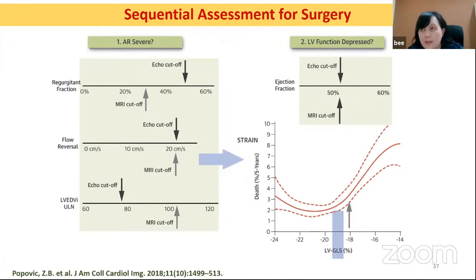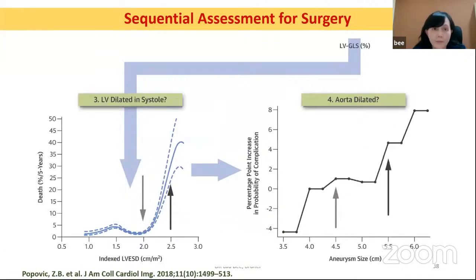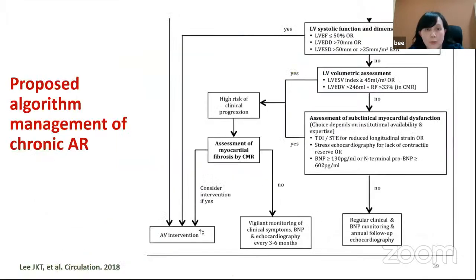A value that is worse than minus 19% has been shown to be associated with reduced survival. And thirdly, one needs to assess the left ventricular dimension in systole. The current surgical threshold is set at greater than 2.5 centimeters per meter squared. However, data is emerging that a threshold value of greater than 2 centimeters per meter squared is associated with increased risk of mortality. And fourthly, one needs to assess for the presence of aortopathy, which is commonly associated with aortic regurgitation, and this can guide the timing and the type of surgery to be used.